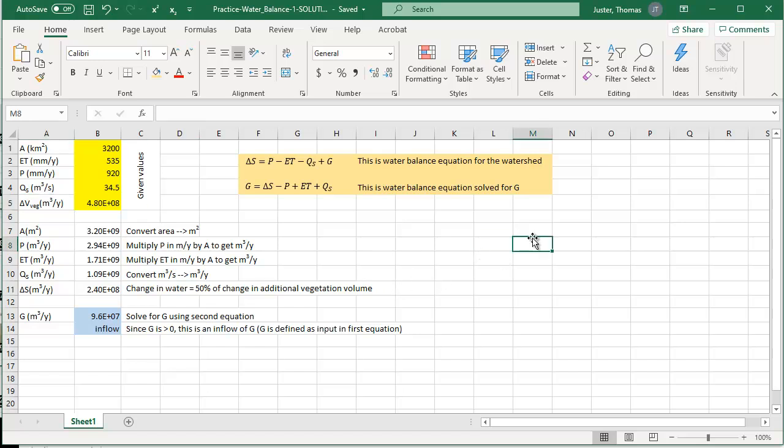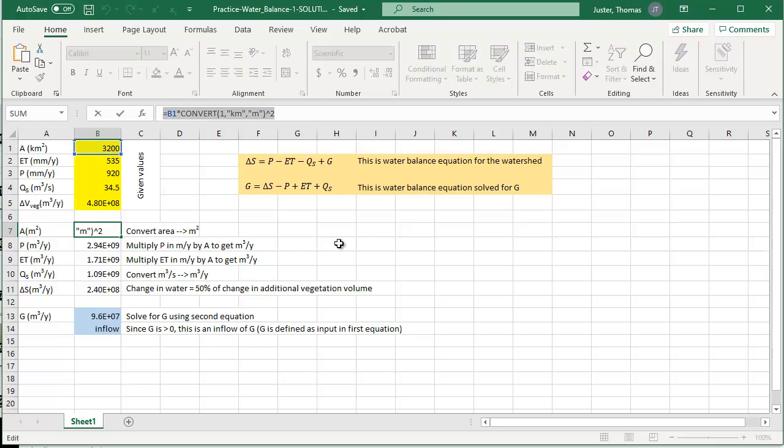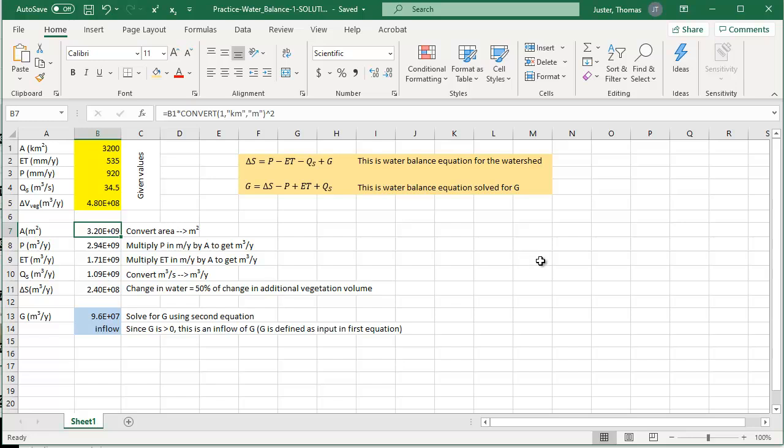So the first thing I need to do is convert my area in square kilometers to an area in square meters. And I'm just going to do this using the convert function in Excel. If you look at my equation up here on the top line, I'm taking the value of the area in square kilometers and multiplying it by the conversion factor between square kilometers and square meters. So when I do that, I end up with about 3.2 billion square meters.